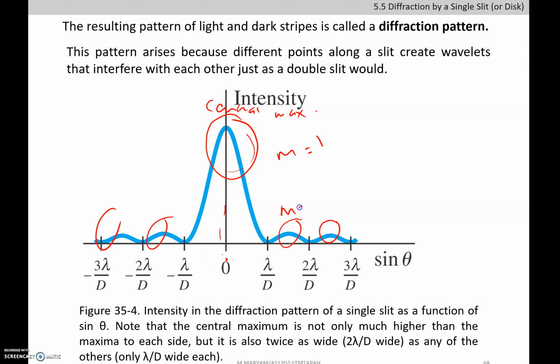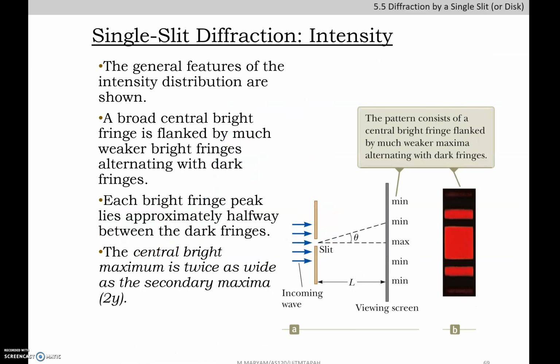So the first order will be here, m is equal to 1. This will be your first maxima. Second order will be here, m is equal to 2. This will be your secondary maxima. So where will be your destructive interference? Here. This will be your first order minima, second order minima, third order minima. Same thing here: first order minima, second order minima, and the third order minima. Understand? I hope you are still following me.